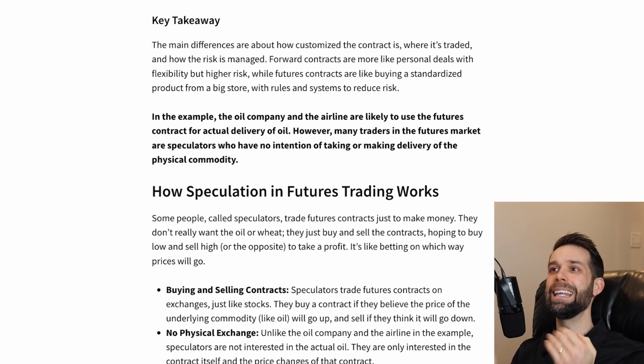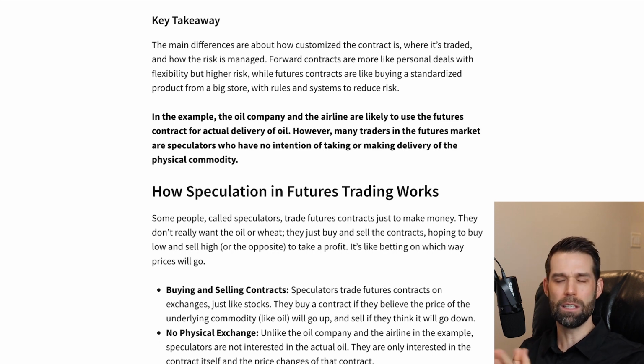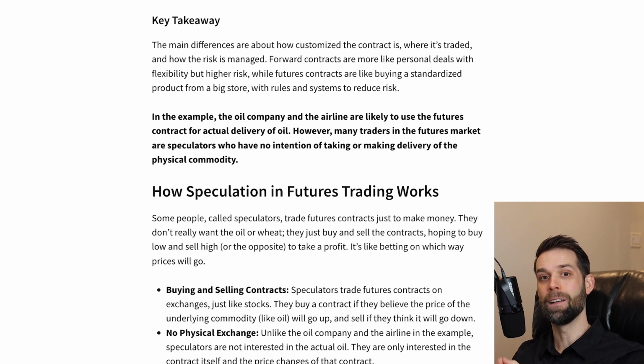So in this example, the oil company and the airline are likely to use this forward contract for actual delivery. This is where it gets a little bit confusing, or at least it was for me. They're going to actually use the contract for the delivery of that product, just like Farmer Joe and Betty, who are going to use that forward contract to actually deliver the wheat, and she's going to accept the wheat. The airline and the oil company are going to use the futures contract to also do the same thing.